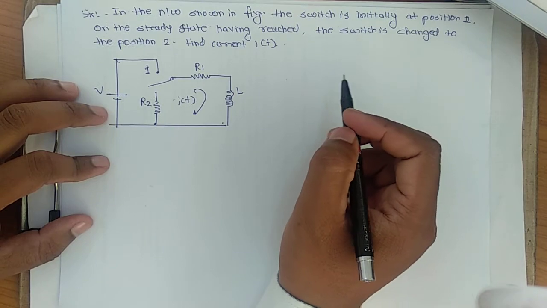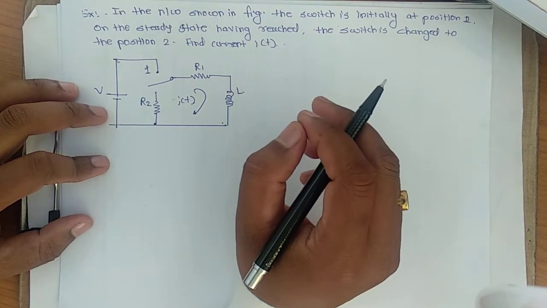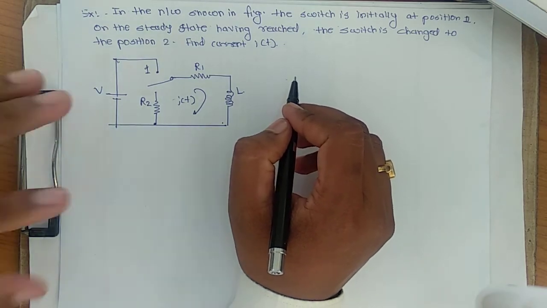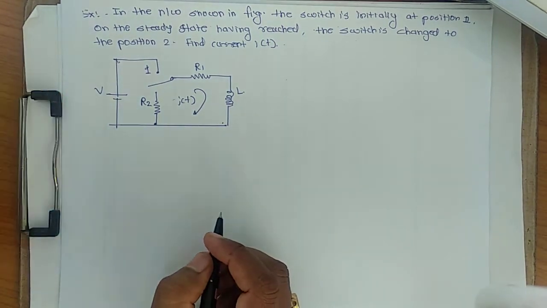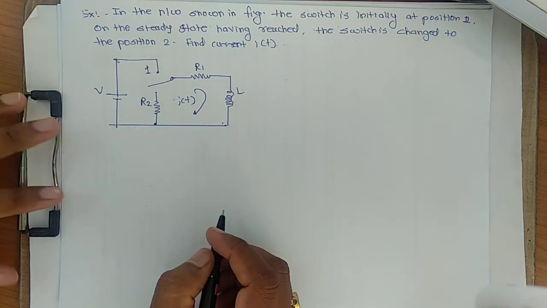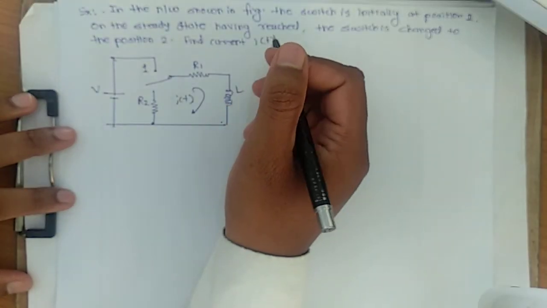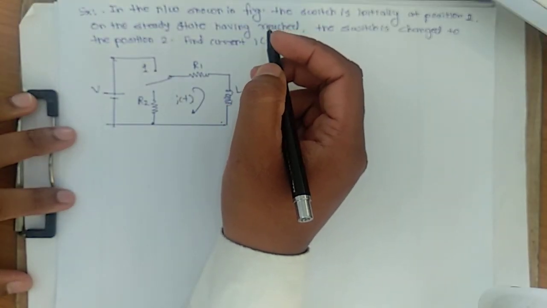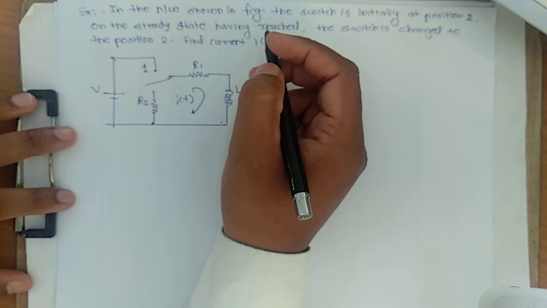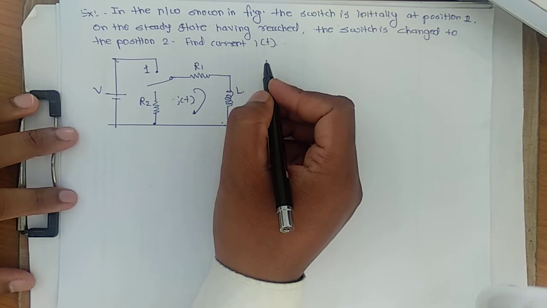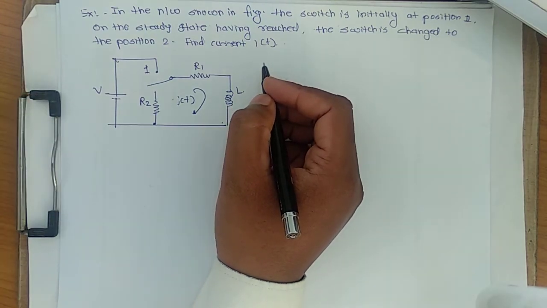What is meant by steady state? The circuit is normal now. There is no initial state I of 0 minus or I of 0 plus. So first of all we have to find I of 0 minus, and then calculate I of t. Up till now we were calculating di of t by dt and d2 I of t by dt2 at t equal to 0 plus, but now we have to calculate the current at the steady state. It is very simple, you just have to see how to calculate.